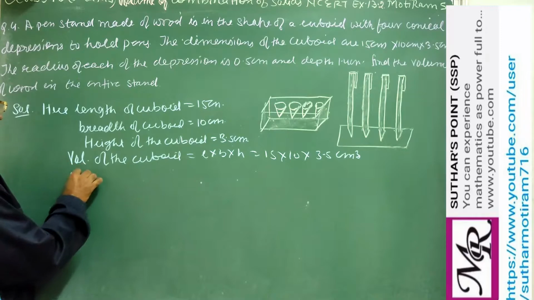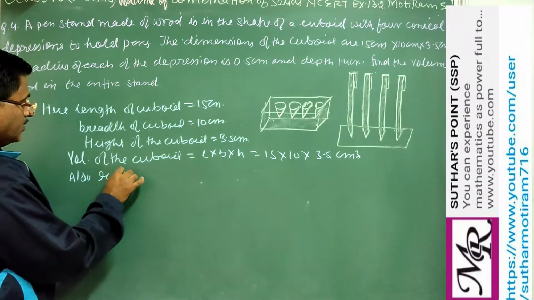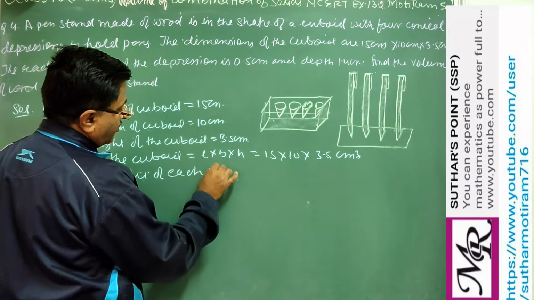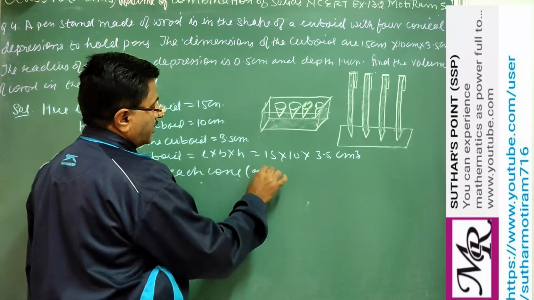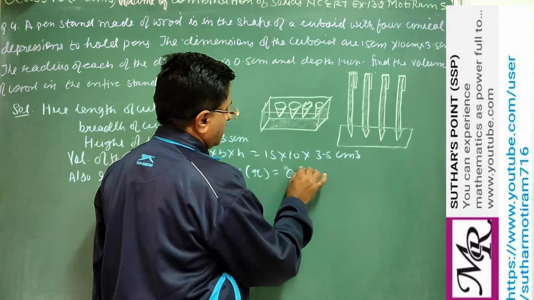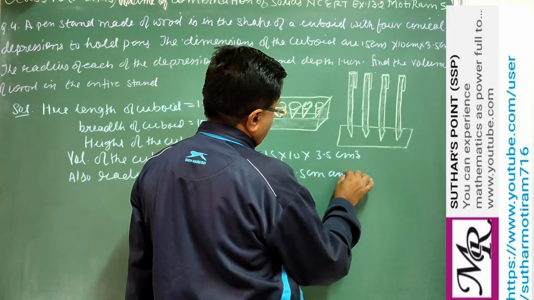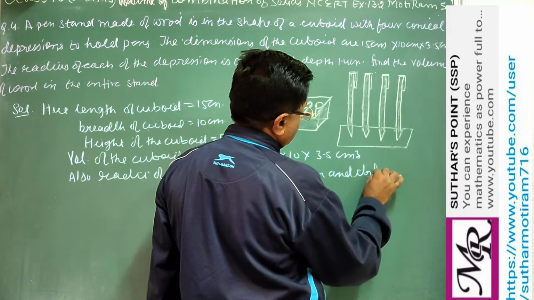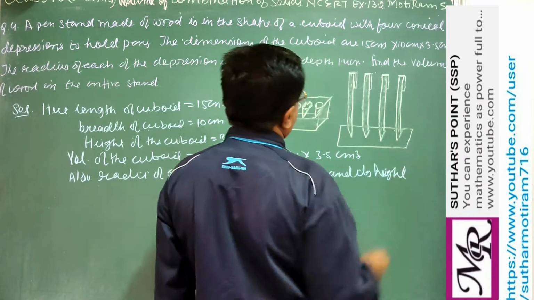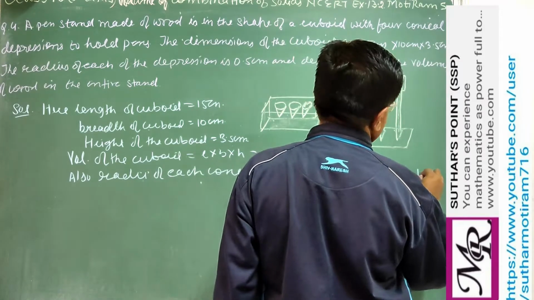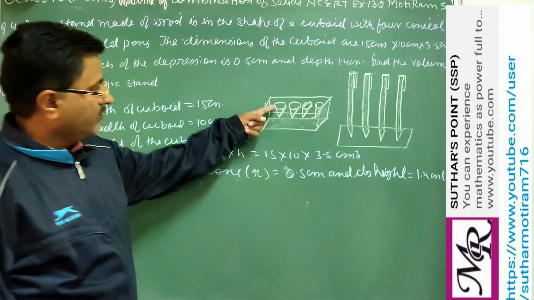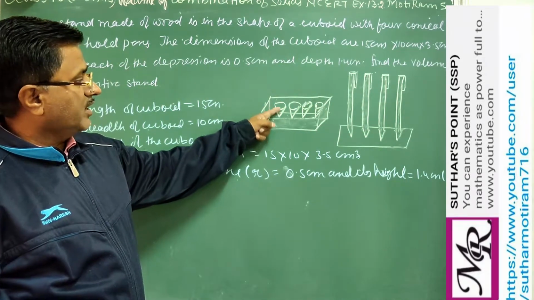Also, radius of each cone, that is r, is equal to 0.5 centimeter, and the height of the cone is given. Depth means here height. You may say depth or height, both have the same meaning. Where we are inside the solid, that's why we are saying depth.